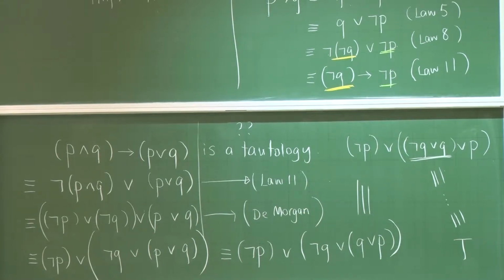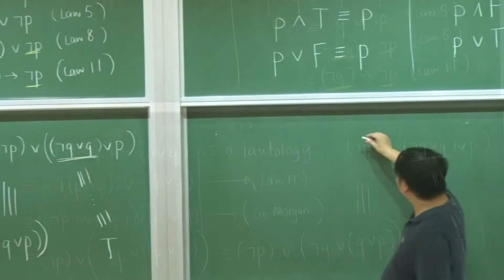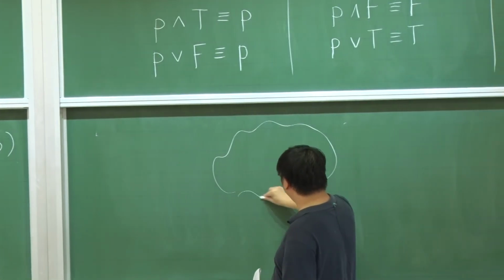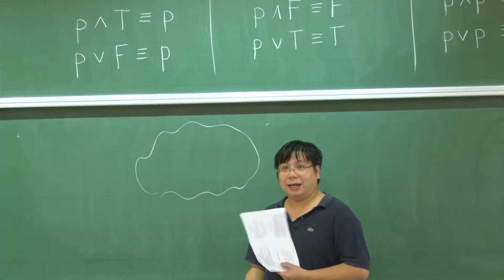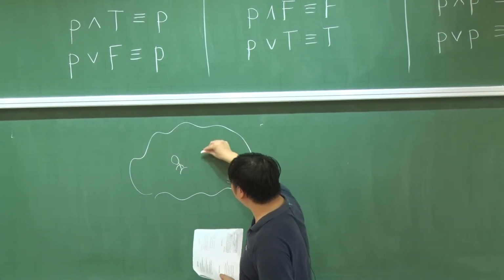Tedious, but easy, okay? And now, let us give you a logical puzzle. It is about an island. In this island, there are a lot of people living there.